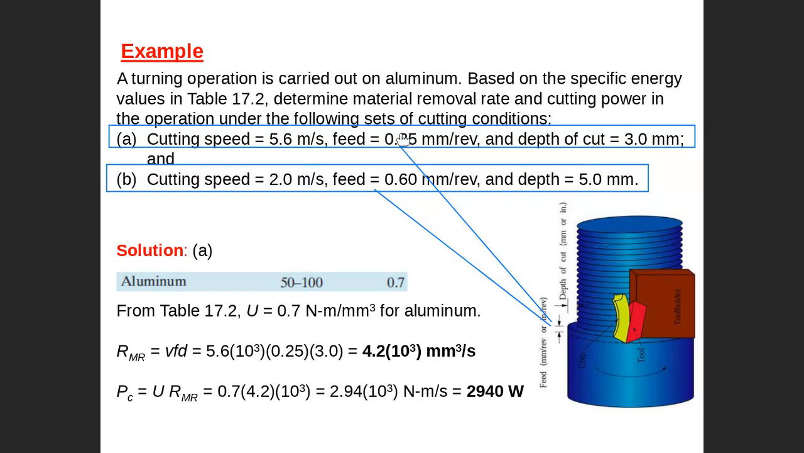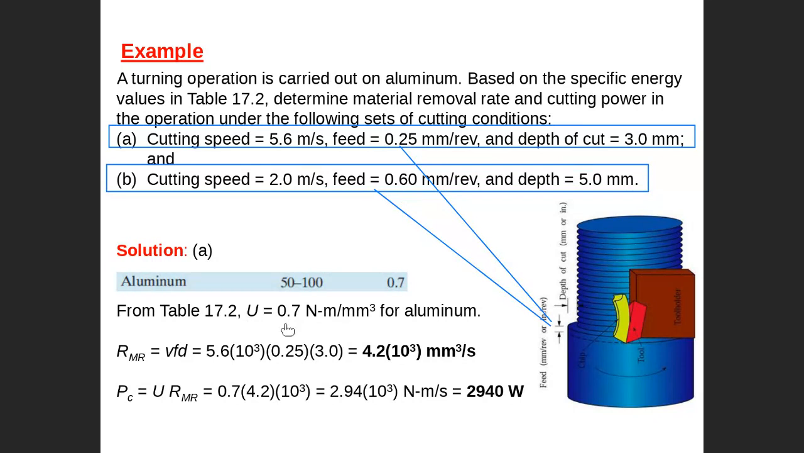In the first case, t0 is 0.25, so no issue. We can just obtain the specific energy directly from the table. In the second case, t0 is equal to 0.6. Can you realize here that 0.6 is bigger than 0.25? In case t0 is bigger than 0.25, you must use a correction factor. You cannot just simply get the specific energy from the table and use it.